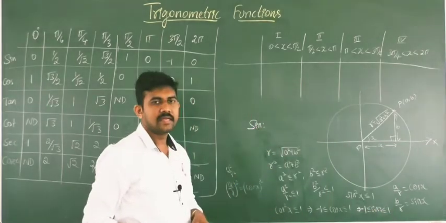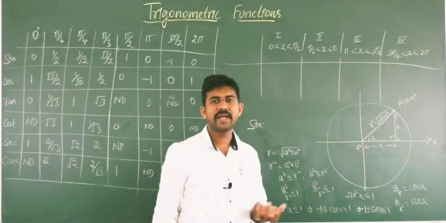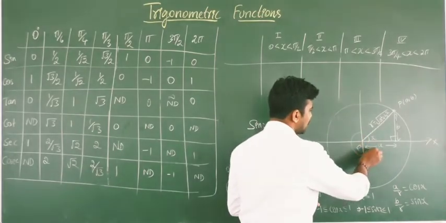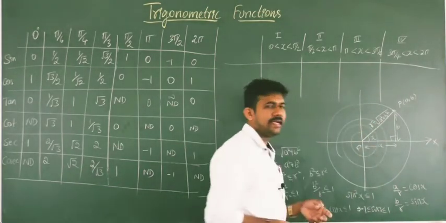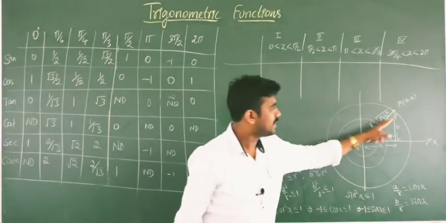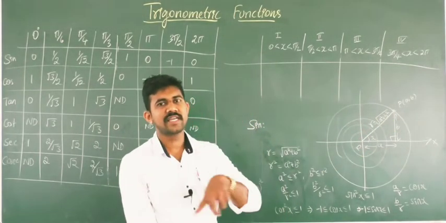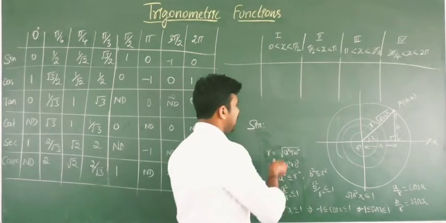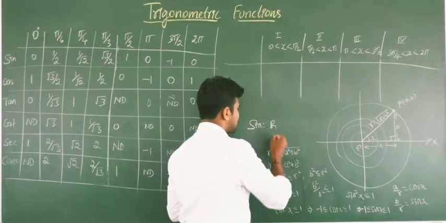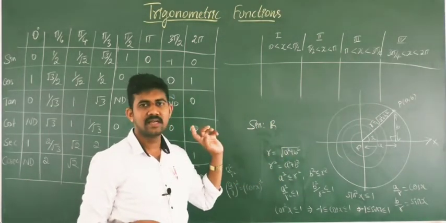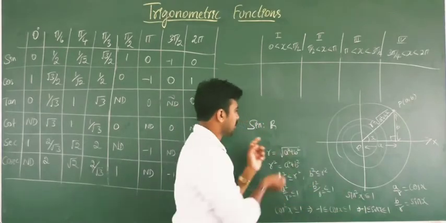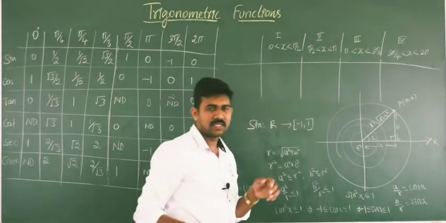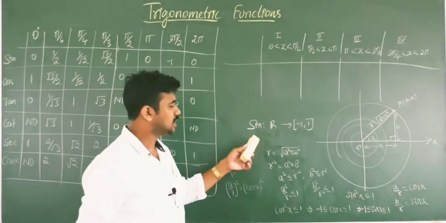So in this function, what is the domain and what is the range? Domain means the central angle, which we can take infinitely many values by rotating the line segment OP either in the anti-clockwise direction or the clockwise direction. So any of infinitely many angles we can take. So we can say the domain of this function is the real numbers, but what is the range? The sine value will always lie from -1 to 1, the closed interval -1 to 1. So this is the condition of the sine function.